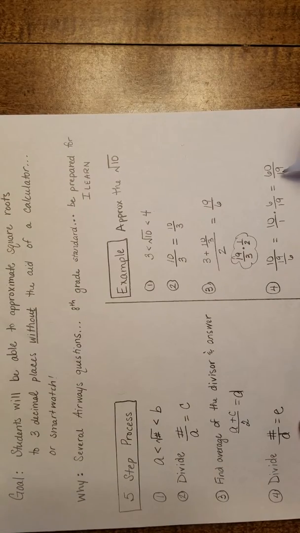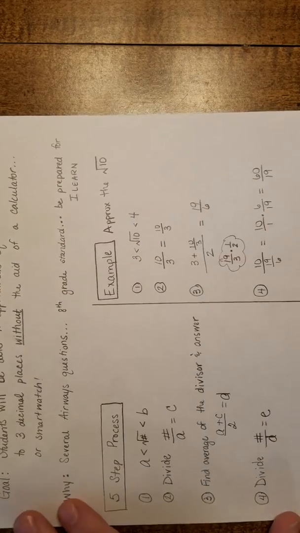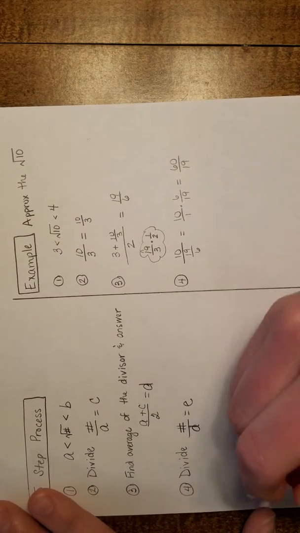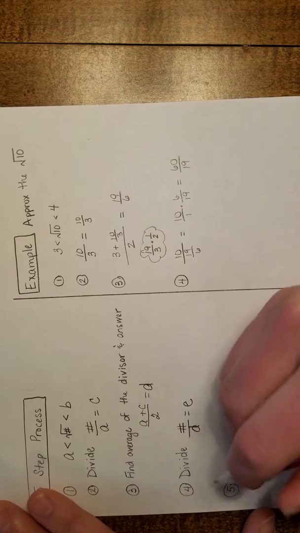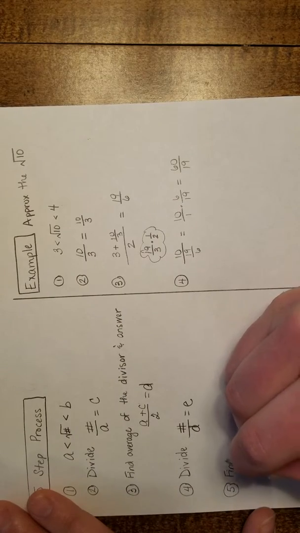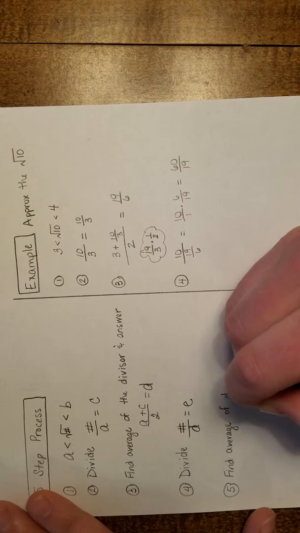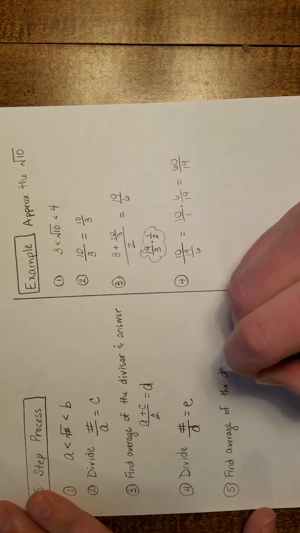All right, I have found E. So now, after that, one last average, and we're at our 5th and final step. So step 5, I need to find the average again of the divisor and the answer.